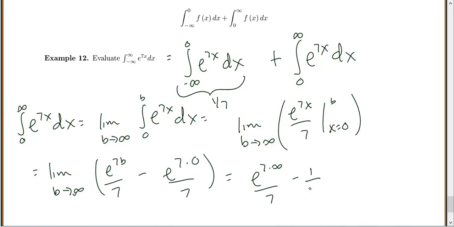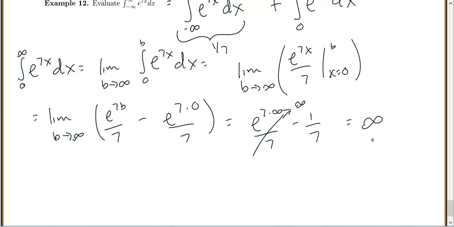So this is going to be e to the 7 times infinity over 7 minus 7 times 0, which is just 1, so 1/7. Now with this e to the 7 times infinity, notice we're not dividing by big numbers, we just have really big numbers here. These big numbers keep getting bigger and bigger, so this entire thing is just going to go towards infinity. So infinity minus 1 over 7 is just infinity. So this part is divergent.